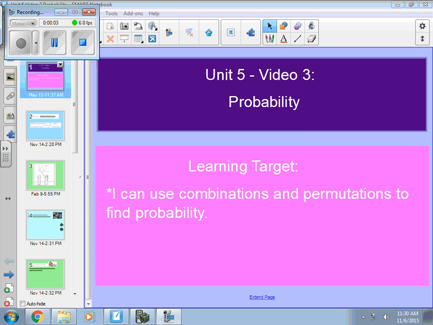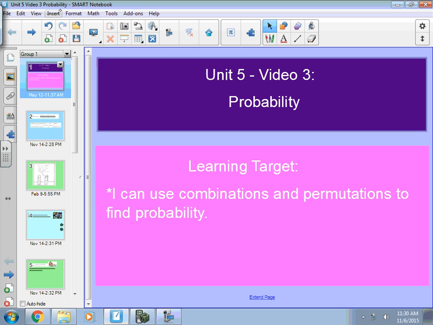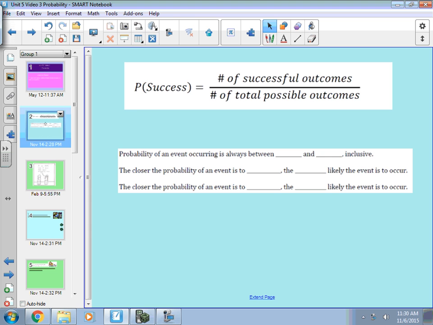Today's lesson, we're going to finally get into some probability stuff here. So the learning target would be that you can use combinations and permutations that we've talked about previously in order to find probability of doing something. All right, before we get into some of those problems, though, let's talk about what probability is.